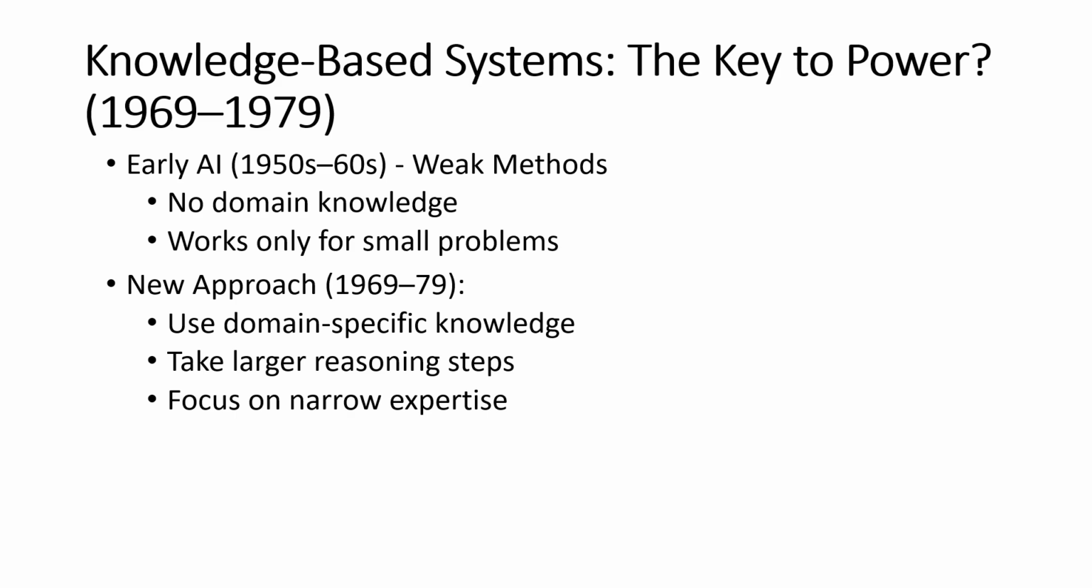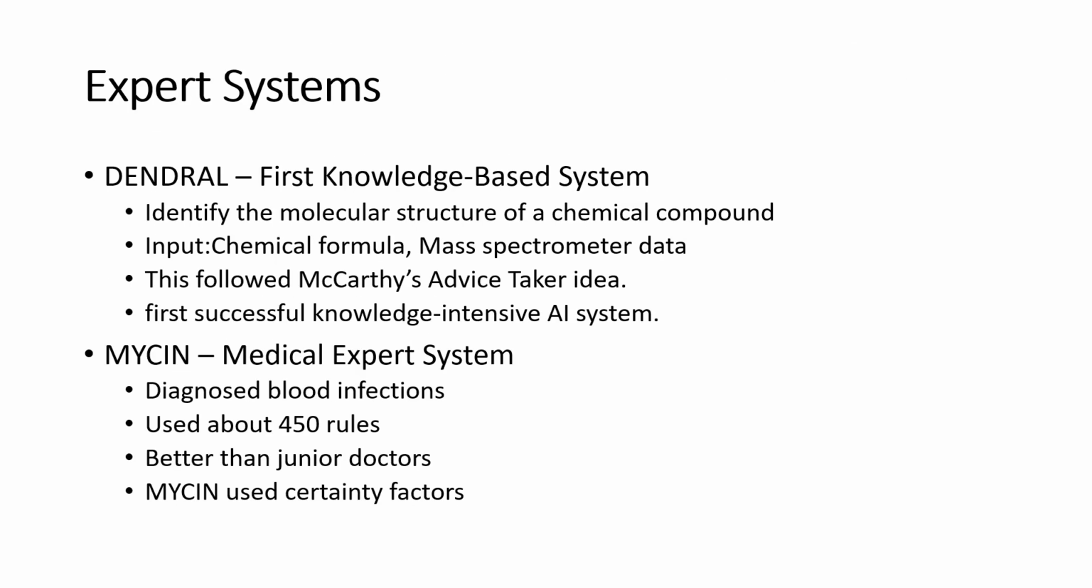Then from 1969 to 1979, AI researchers changed their thinking. To solve hard problems, you must almost know the answer already. So that means use domain specific knowledge and take larger reasoning steps. And also they focused on narrow expertise. Next, we will see the expert systems.